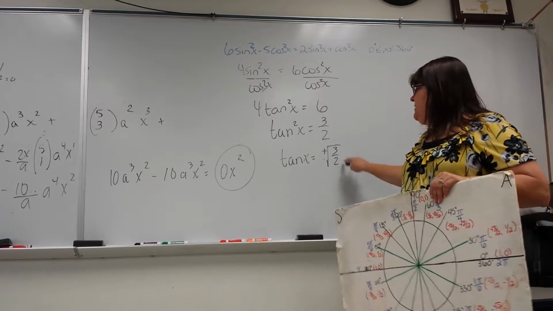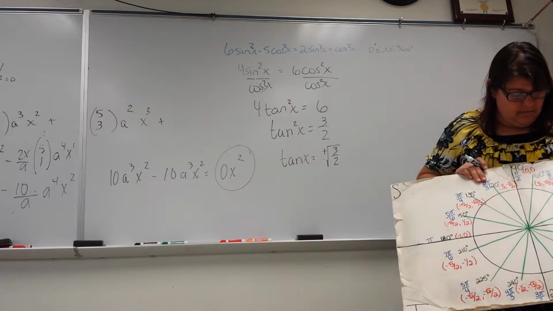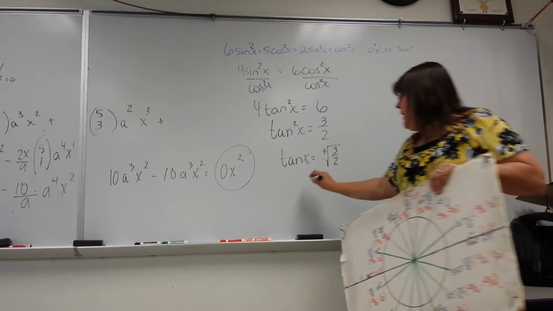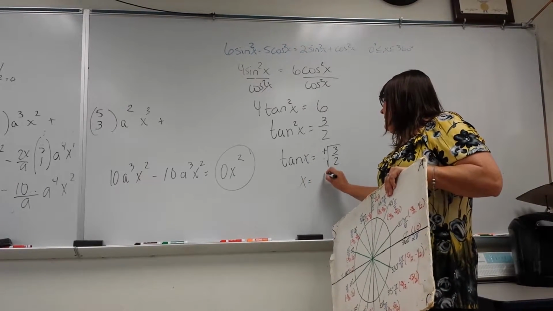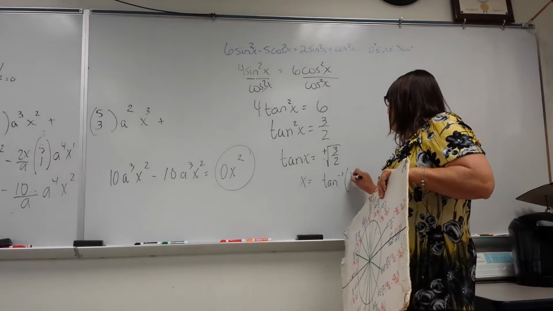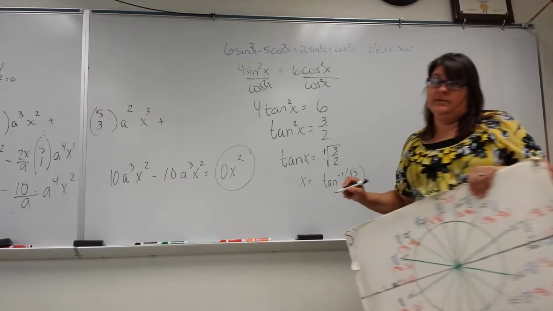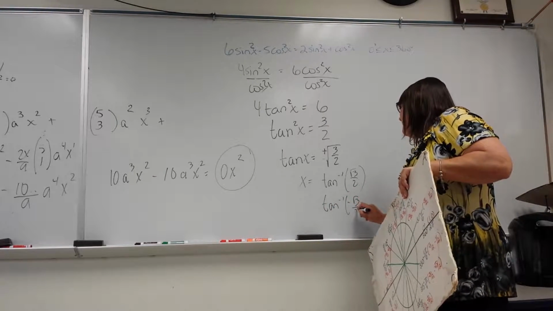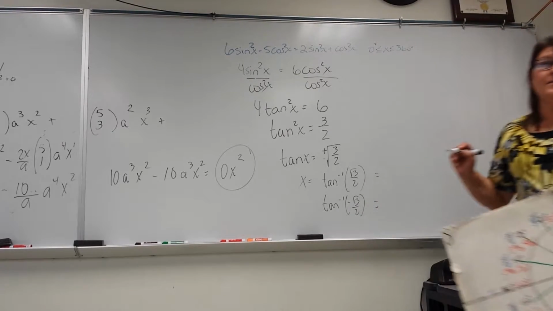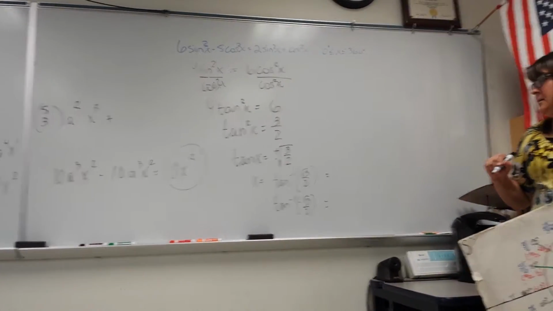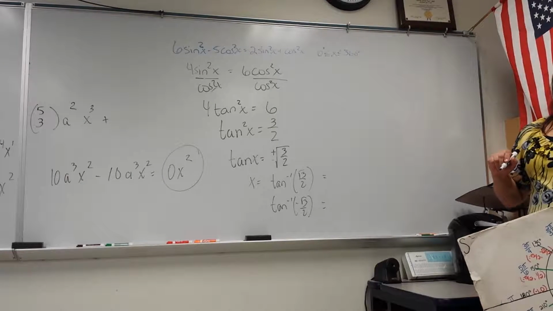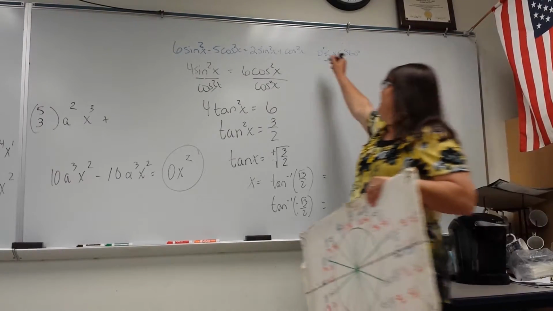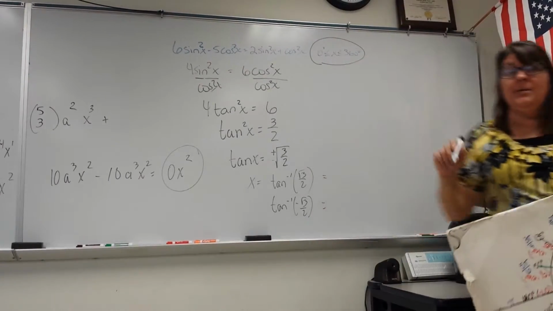So where does square root of 3 over 2 happen? You'd have to take the inverse tan. So you have x is equal to tan to the negative 1 of positive square root of 3 over 2, and tan to the negative 1 of negative square root of 3 over 2. So each of them has an answer. And what mode am I in? Radian or degrees? Degree, because it says 0 to 360, so I'm in degree mode.